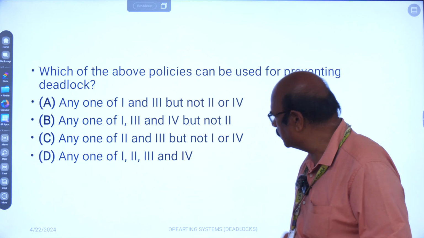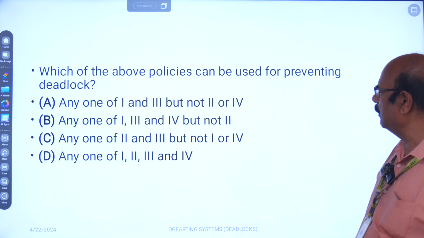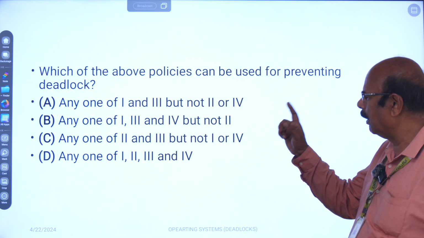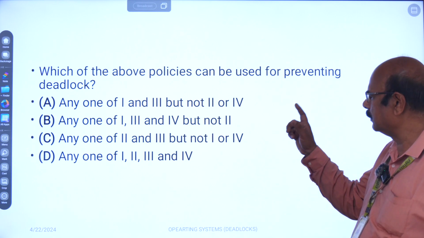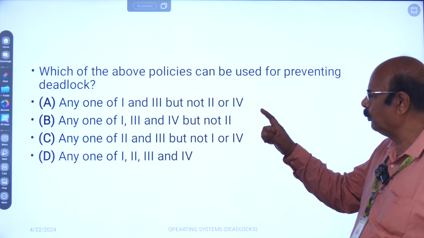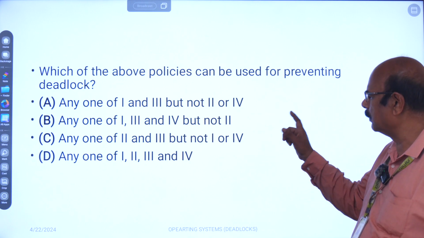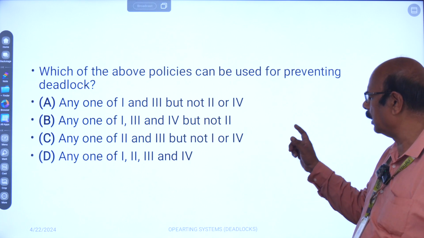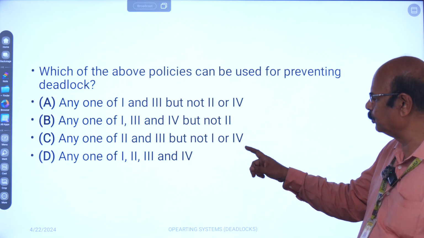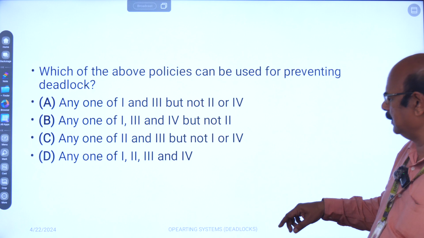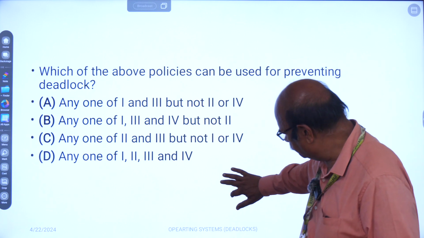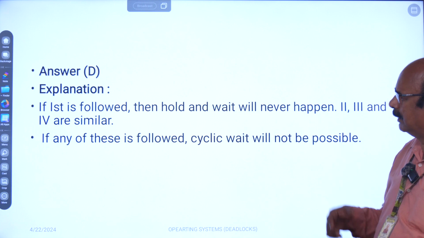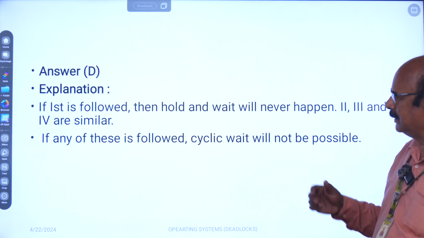Let us look at the question here. Which of the above policies can be used for preventing deadlock? Options: any one of 1 and 3 but not 2 or 4; any one of 1, 3 and 4 but not 2; any one of 2 and 3 but not 1 or 4; any one of 1, 2, 3 and 4. Let us see the answer for this one. The answer given is option D.